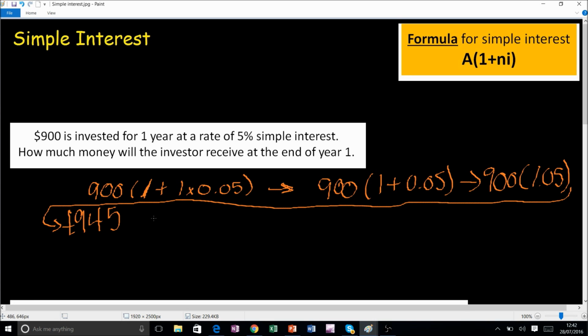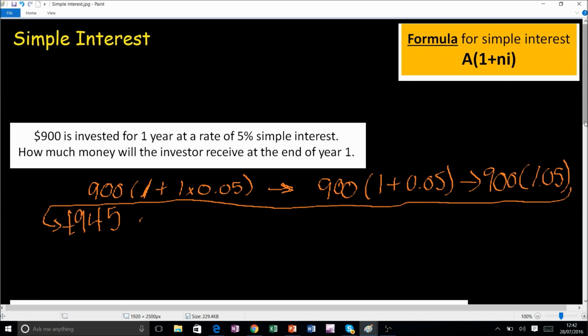Okay, so investing $900. Oh, it's in dollars. Well, sorry, I said pounds. So investing £900 in an investment that pays 5% simple interest for 1 year, you're going to end up having £945 at the end of the year. If you were to take your money out, that's how much you'll take out, £945, because 5% of £900 is 45. So you're just basically adding on 5% onto your original amount.